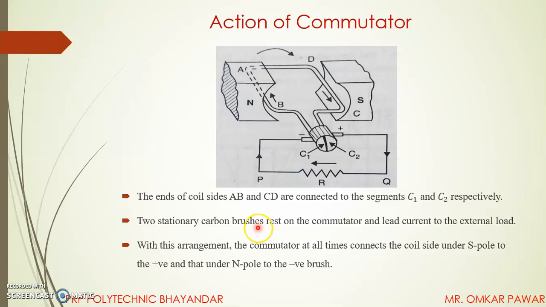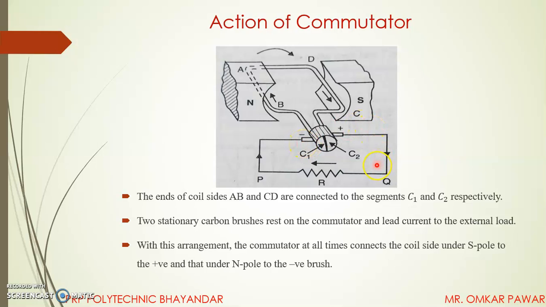The two stationary carbon brushes rest on the commutator and lead current to the external load. That is, these two carbon brushes, carbon brush number 1 and number 2, are connected to the external load circuit to convey the current to the external load. With this arrangement, the commutator at all times connects the coil side under S pole to the positive, and that under N pole is always connected to the negative.